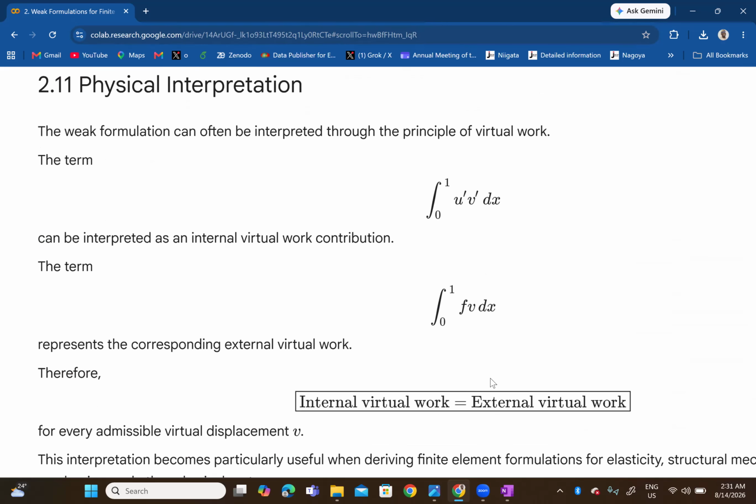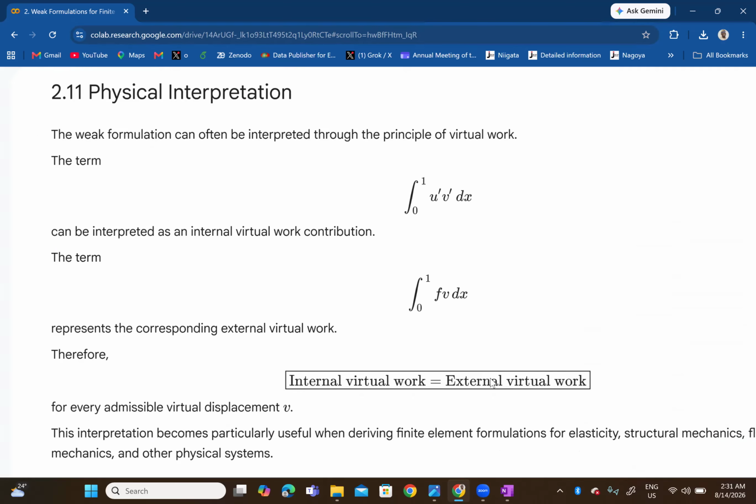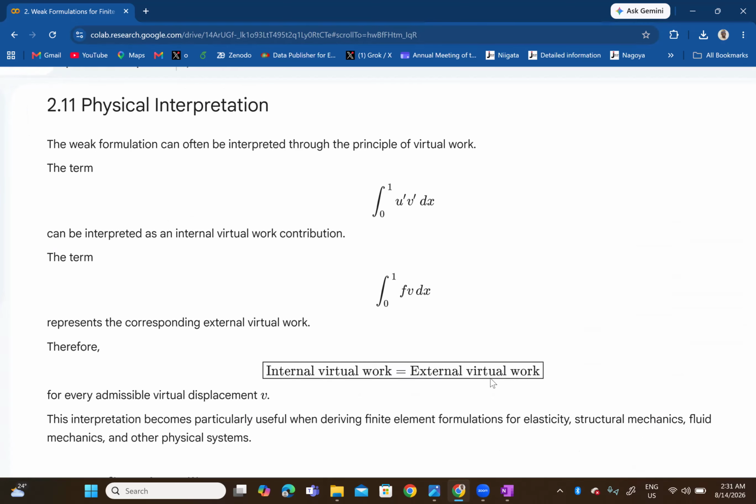And then we go on to physical interpretation. The weak formulation can often be interpreted through the principle of virtual work. The term integral from 0 to 1 of u prime v prime dx can be interpreted as an internal virtual work contribution. The term integral from 0 to 1 of f v dx represents the corresponding external work. So internal virtual work equals external virtual work for every admissible virtual displacement v.